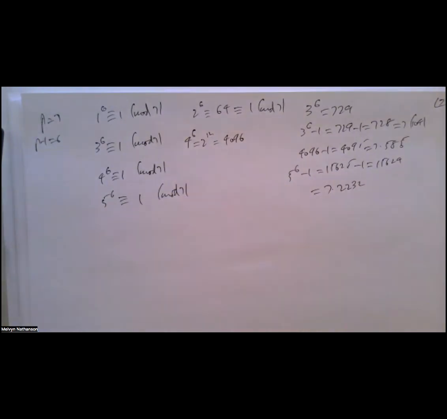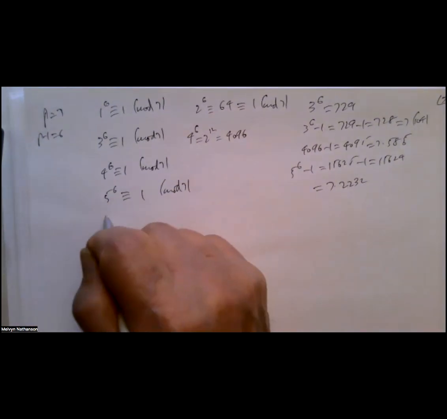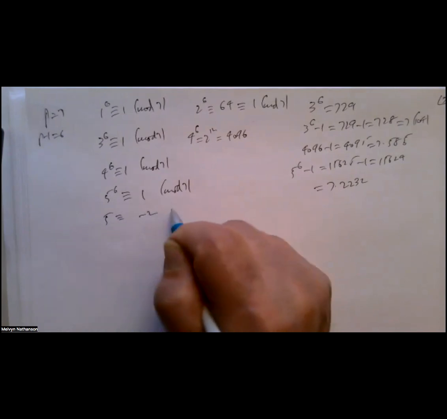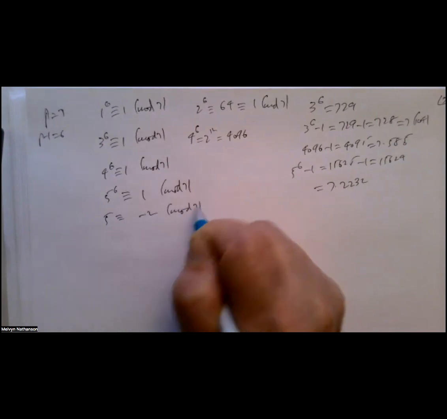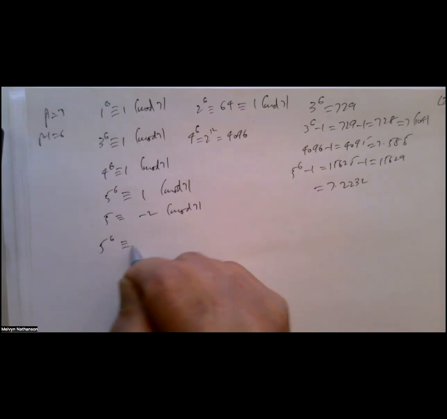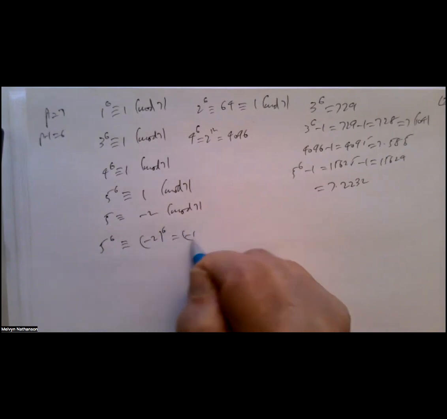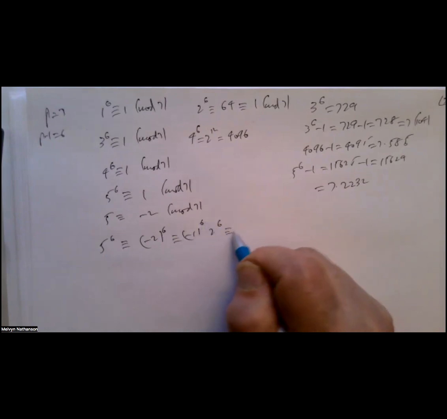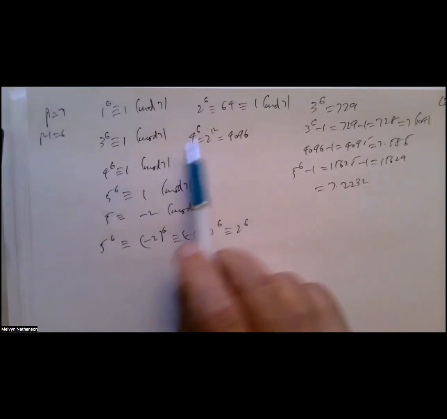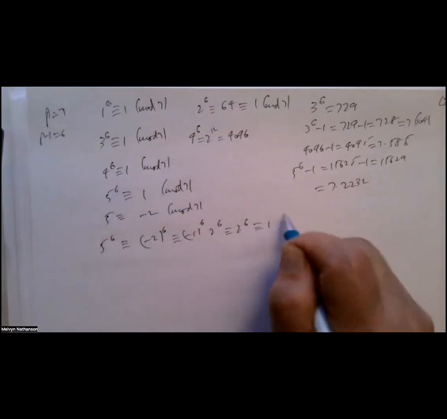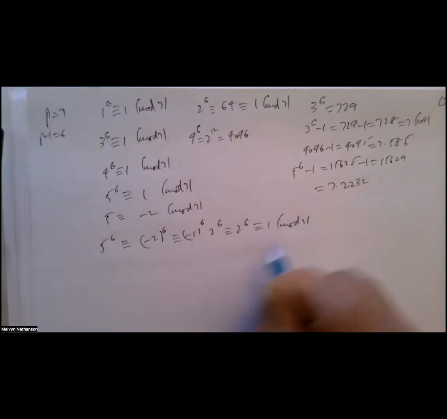Of course, we could have done this another way. 5 is the same as minus 2 mod 7. So 5 to the 6th is like minus 2 to the 6th, which is minus 1 to the 6th times 2 to the 6th. Minus 1 to the 6th is 1. This is 2 to the 6th, and we already saw that 2 to the 6th is congruent to 1 mod 7.